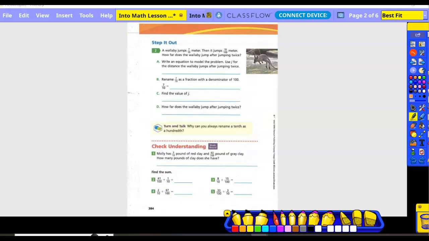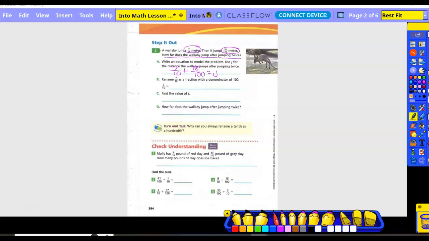Step it out. Number 2. A wallaby jumps 7/10 meter. Then it jumps 1/100 meter. How far does the wallaby jump after jumping twice? Write an equation to model the problem. Use J for the distance the wallaby jumps after jumping twice. So let's pull out our information that we have. Okay, so are we adding, subtracting, multiplying, or dividing? Adding. So we're going to do 7/10 plus 18/100 equals J for how far they jumped after both jumps, right?